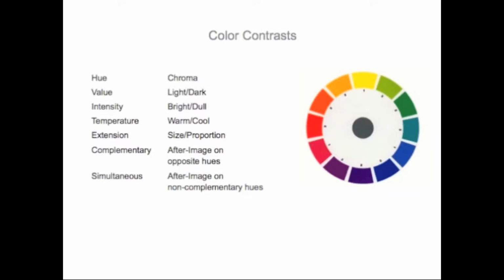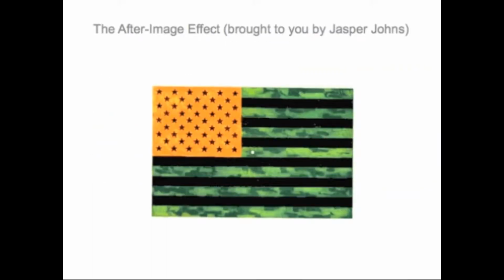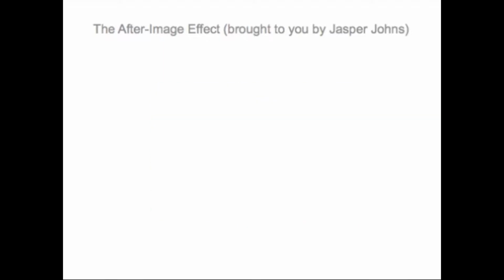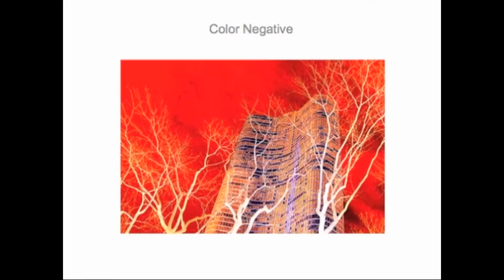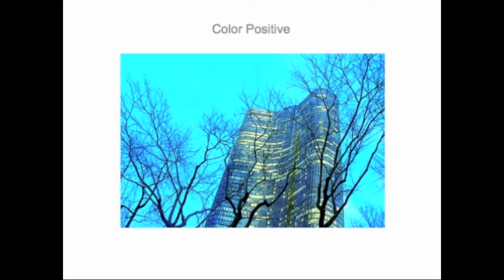Just to review the after image effect, this is a painting by Jasper Johns. If you stare at the little white dot in the very center, and keep looking at it, you should see an after image of the US flag. If we look at a color negative from a digital image, this is the positive.